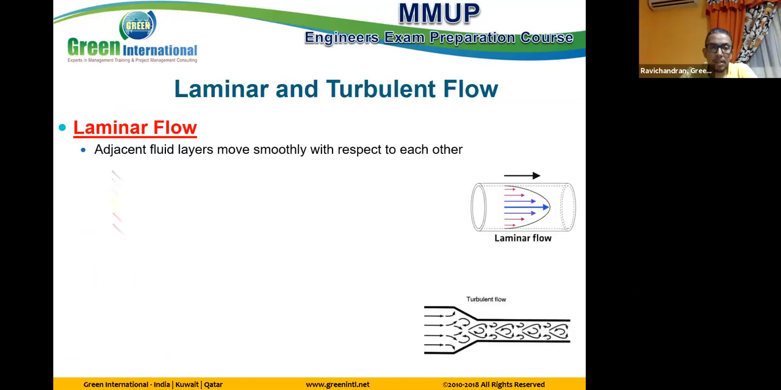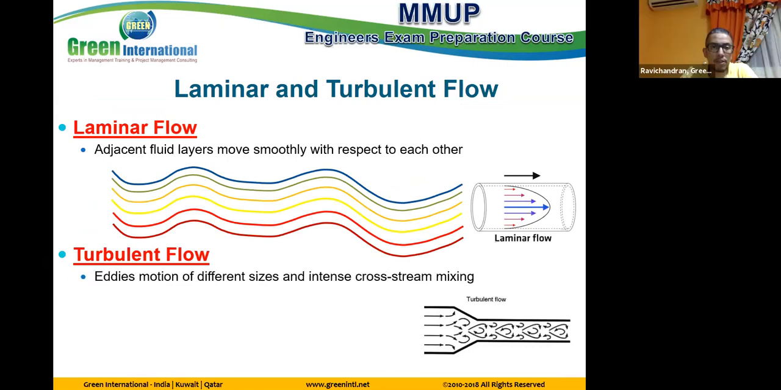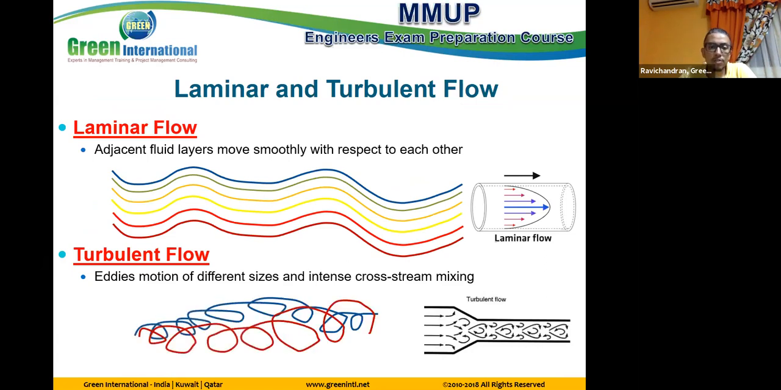Laminar and turbulent, we also discussed this one. Laminar flow is exactly straight, but adjacent fluid layers move mostly with respect to each other as coherent layers. But turbulence is motion of different sizes with intense cross-stream mixing.